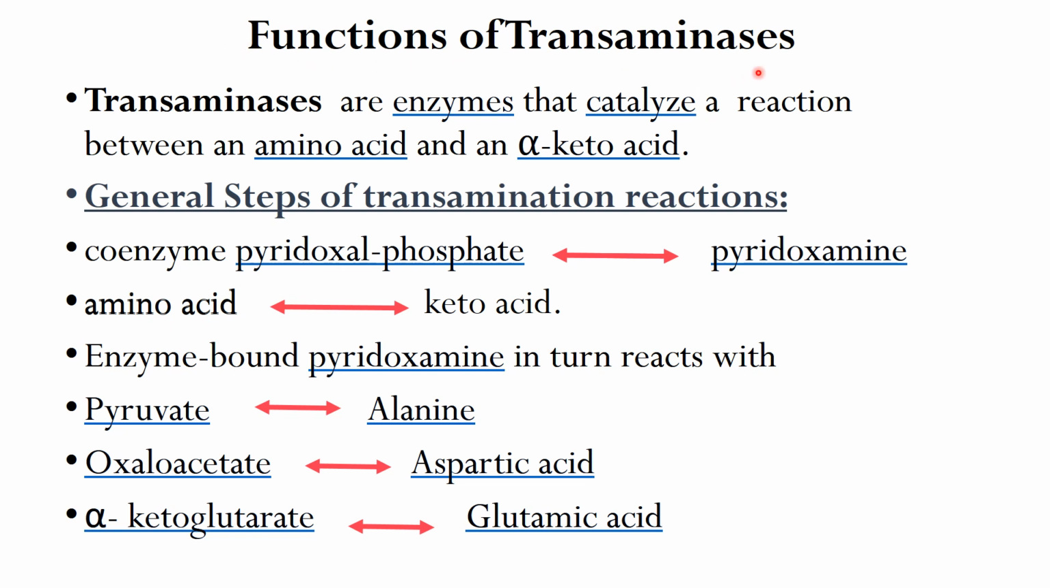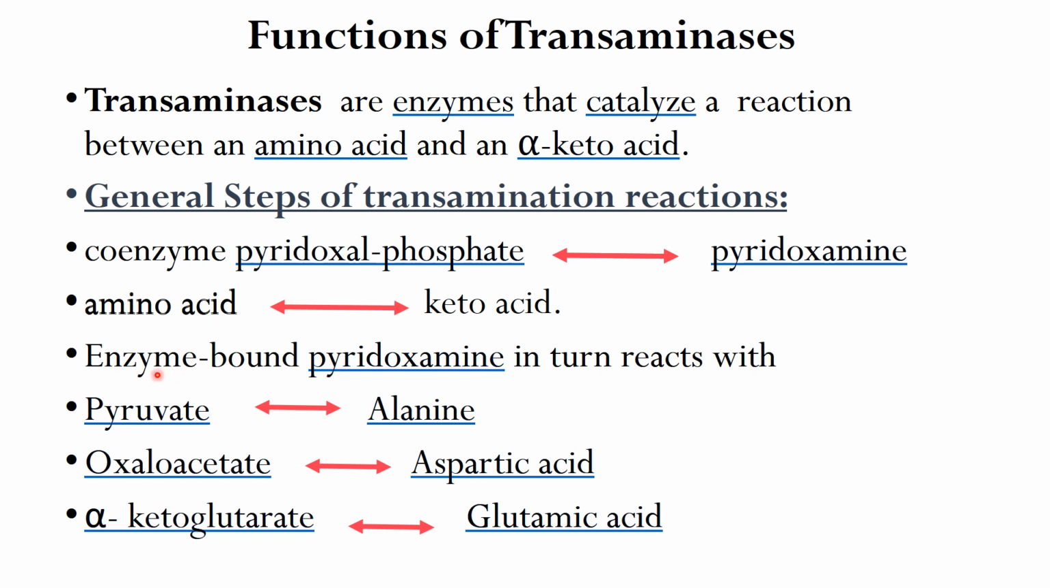Now, what are the functions of transaminases? Transaminases are enzymes that catalyze a reaction between an amino acid and an alpha keto acid. The generalized steps of transamination reactions include the coenzyme pyridoxal phosphate, which is vitamin B6. It is first converted to pyridoxamine. Now, this pyridoxamine will carry out the further transferring of the groups. When it is transferring the groups, one amino acid is getting converted to a keto acid.